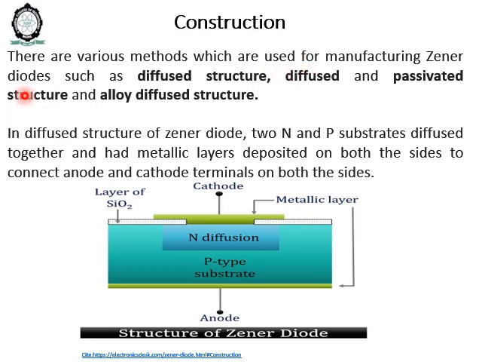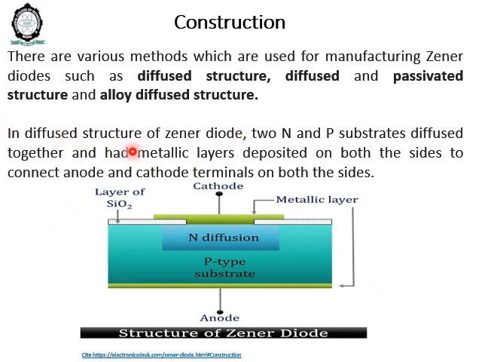When we talk about the construction of the Zener diode, there are various methods by which we can manufacture it. Some methods are the diffused structure, the alloy diffused structure, and others. Here we have discussed only one method, and that method is the diffused structure method.